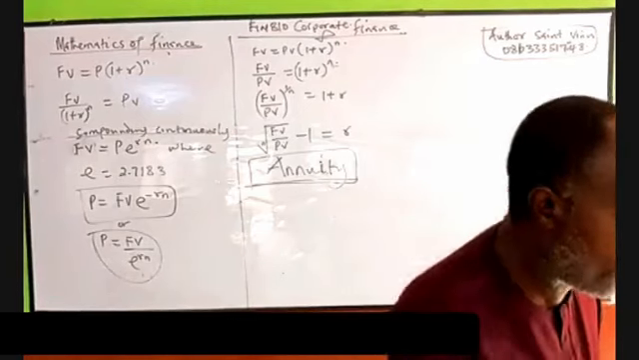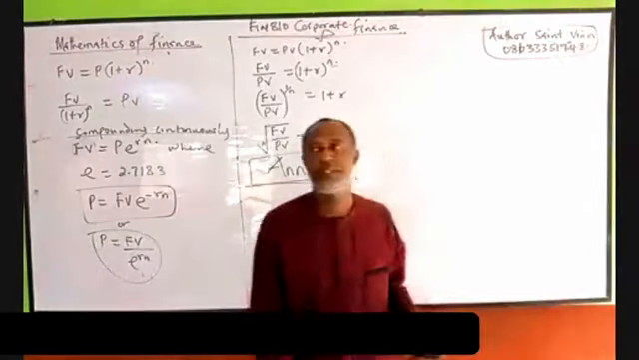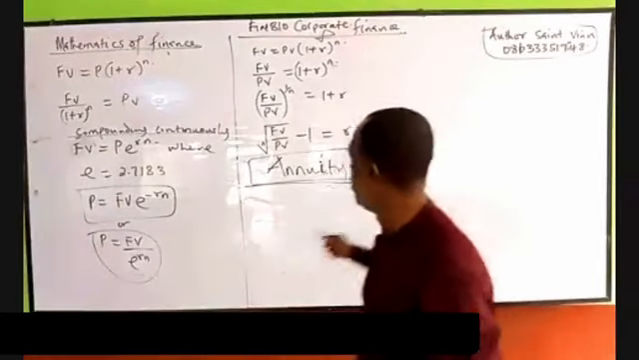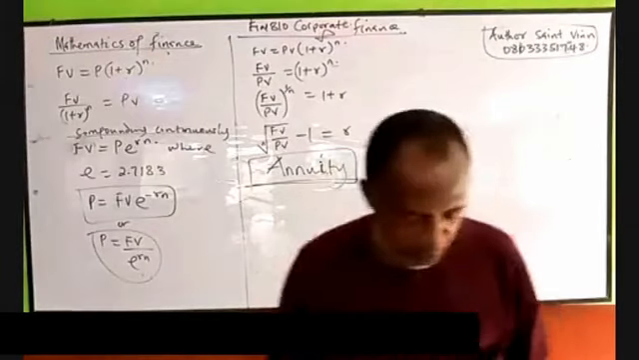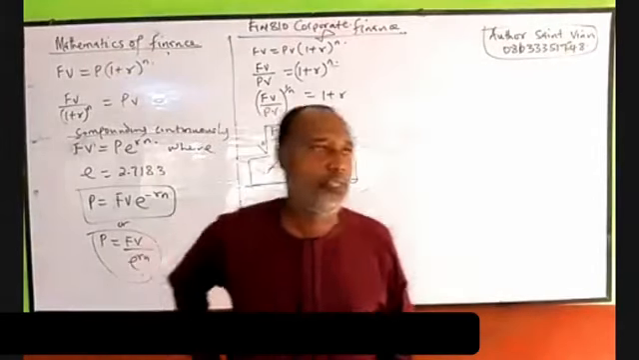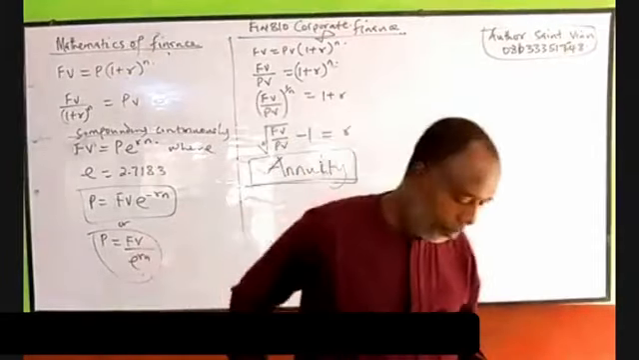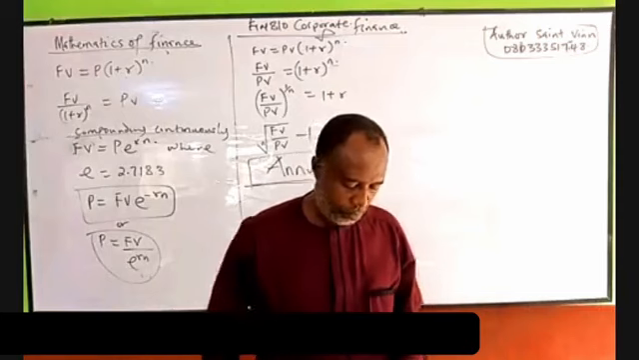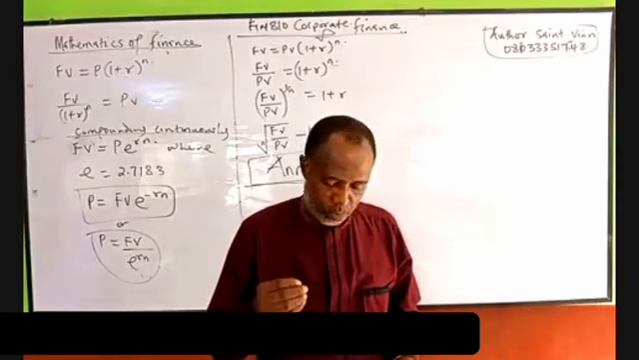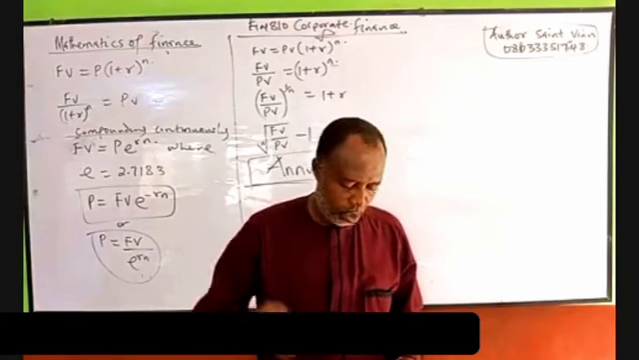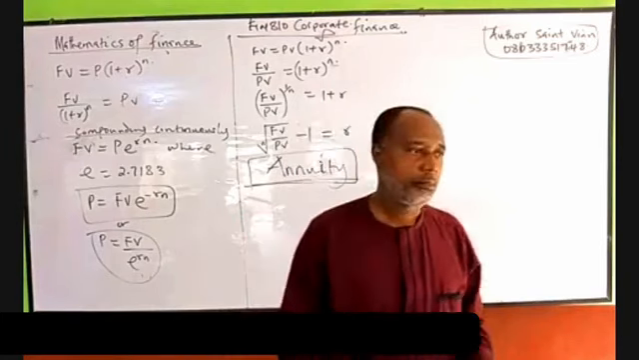Take it down. Annuity is a series of equal payments or receipts, payable daily.